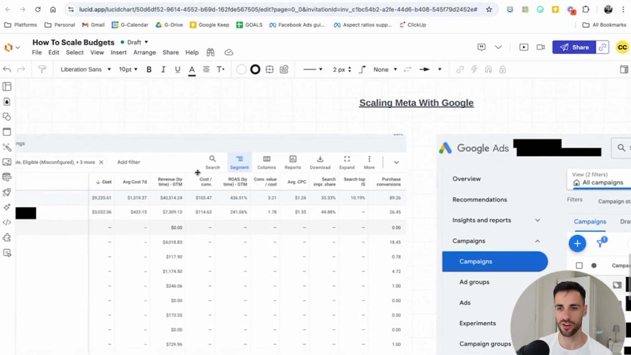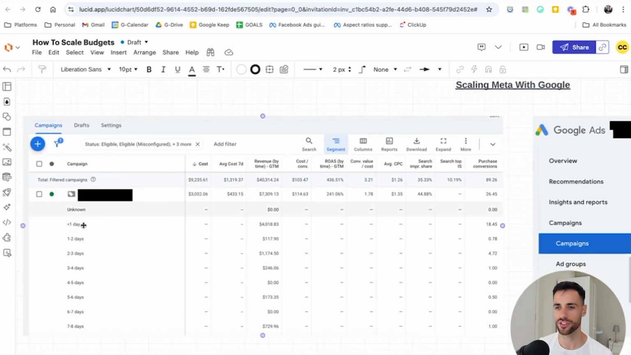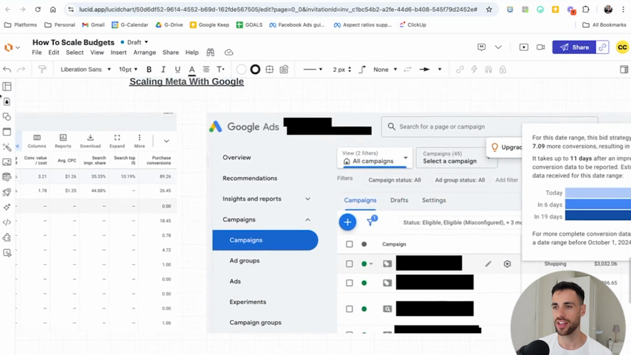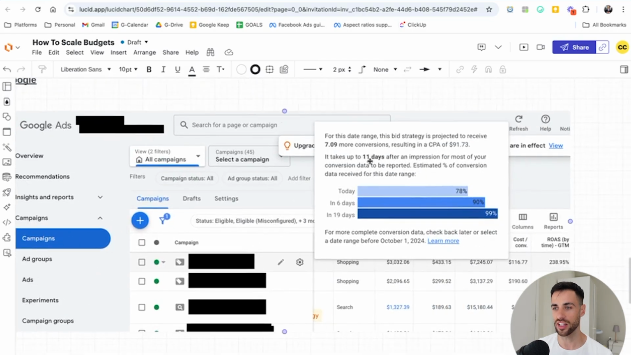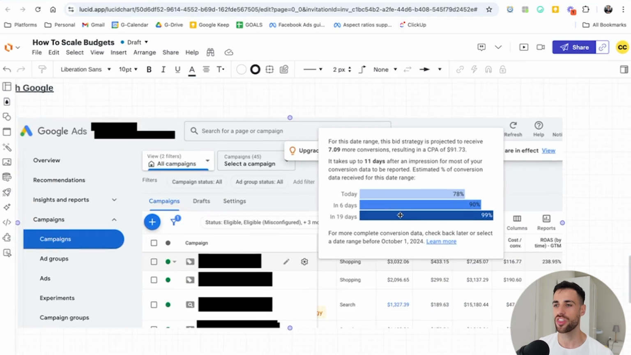So this 1 day here, all this conversion coming in after 1 day isn't actually after 1 day, it's after 11 days. So you need to know these per your campaigns, because there is no point in me scaling Google after 3 days or at the same time as I scale Meta. I need to wait a substantial amount of time before I take any actions in Google to see the full impact of me scaling Meta.